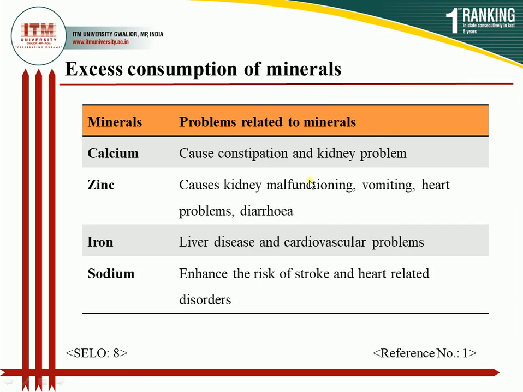What happens if we consume an excess amount of minerals? There are some adverse effects in our body. If we consume calcium in very excess amount, it will cause constipation and some other kidney problems. If we consume excess zinc, it will cause kidney malfunction, vomiting, heart problems, diarrhea. These are some problems or symptoms. Excess iron in our body leads to diseases related to the liver and cardiovascular problems. Human beings have to suffer from these problems. And if we consume an excess amount of sodium, it enhances the risk of stroke and heart-related disorders.